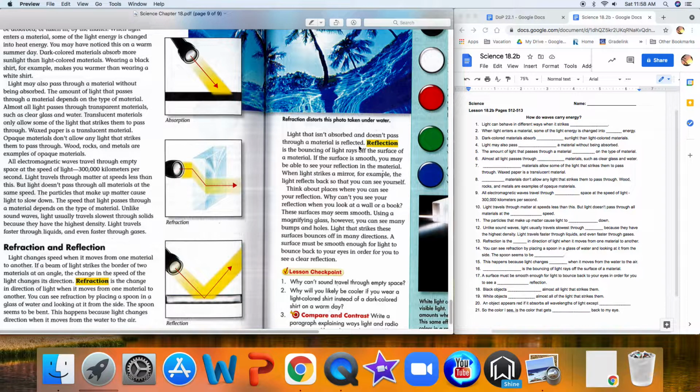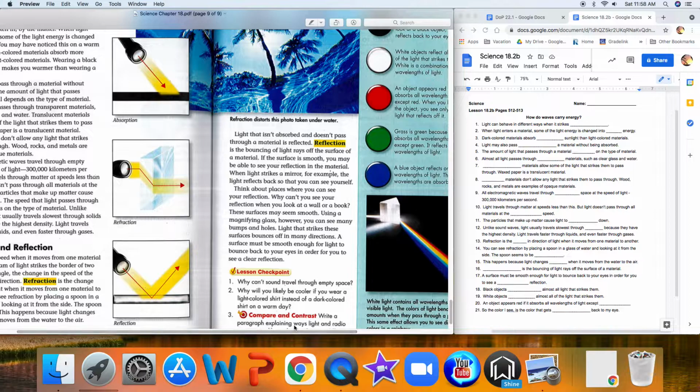Light that isn't absorbed and doesn't pass through a material is reflected. Reflection is the bouncing of light rays off of the surface of a material. If the surface is smooth, you may be able to see your reflection in the material. When light strikes a mirror, for example, the light reflects back so that you can see yourself.